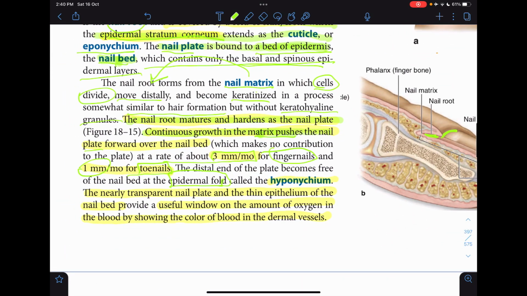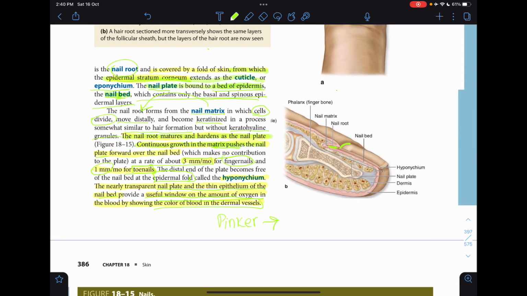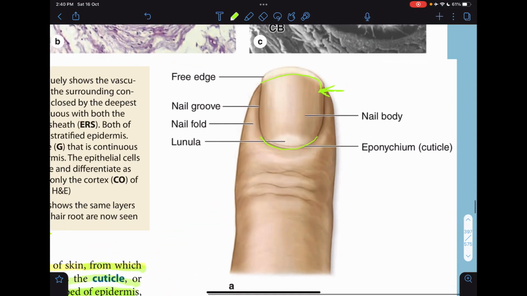And also the nearly transparent nail plate and thin epithelium of the nail bed provide a useful window on the amount of oxygen in the blood by showing the color of blood in the dermal vessels. What does that mean? It means if we look at our nails, we can tell how healthy we are oxygen wise by looking at the color of our nails. The pinker the nails, the healthier they are because of more presence of the vessels, which means more presence of oxygen. Okay. Let's look at this picture quickly.